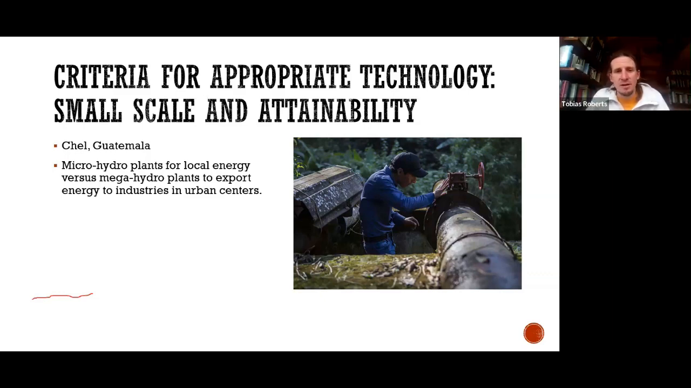This is an example, I think, of small-scale adoption of certain technologies and attainability by local communities. So, a lot of times the Guatemalan government and these multinational corporations were billing these mega hydroelectric dams as appropriate technology.